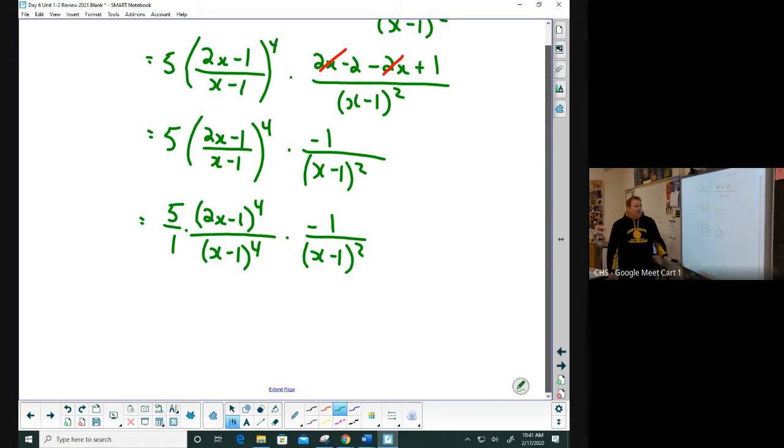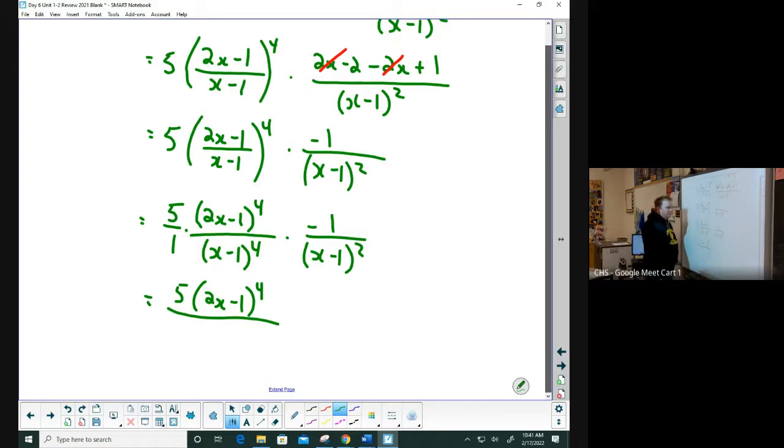By doing this, I now see fraction, fraction, fraction being multiplied together. So the top can all be multiplied: 5 times 1 times this garbage. And then the bottom can be multiplied. Well, 1 is not going to change anything, but this is x minus 1 to the power of 4, and x minus 1 to the power of 2. Notice that those are powers with the same base, so I'm going to keep the base and add those exponents. And it becomes x minus 1 to the power of 6. And that's how we get to our final answer.